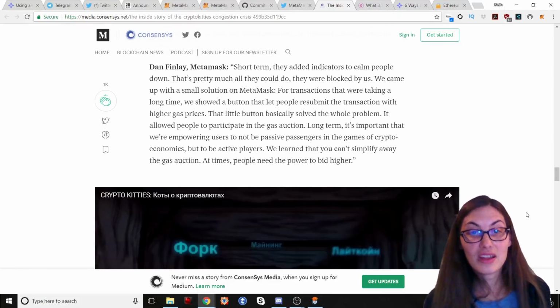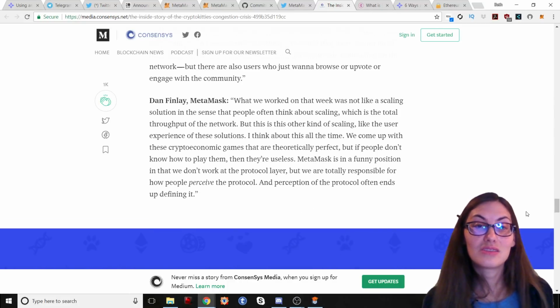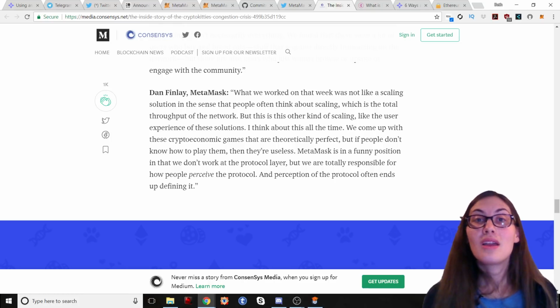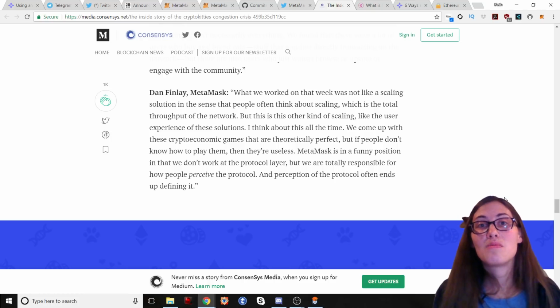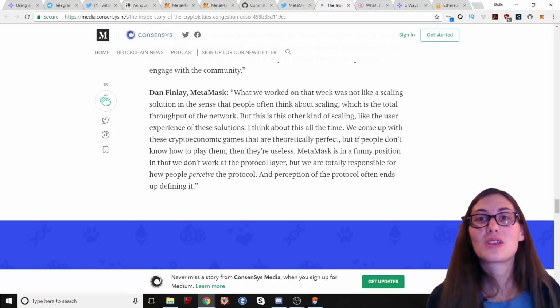This article is very interesting. I'll put a link in the description box, but it really talks just about how the community came together and how a lot of Ethereum scaling can kind of come from dealing with these small issues if all of the developers work together. So that's very cool.